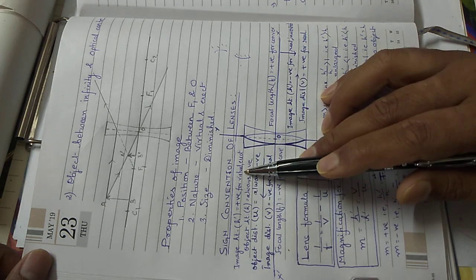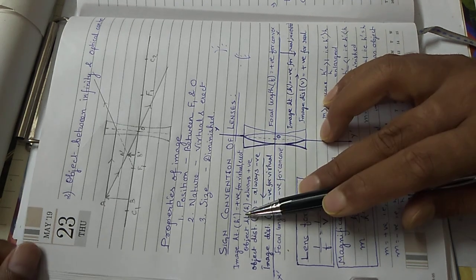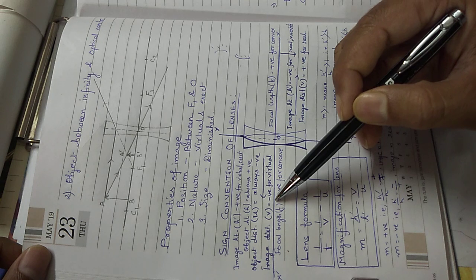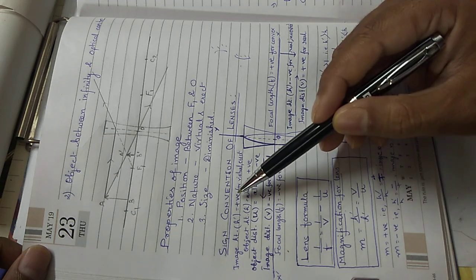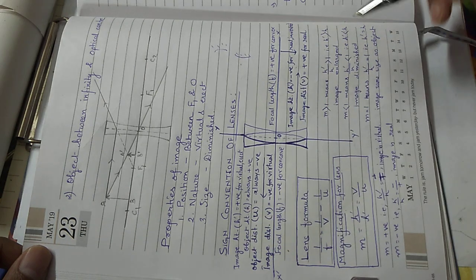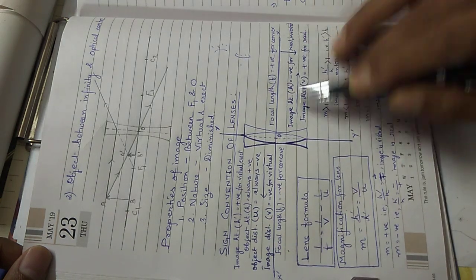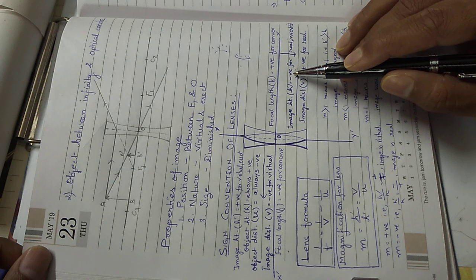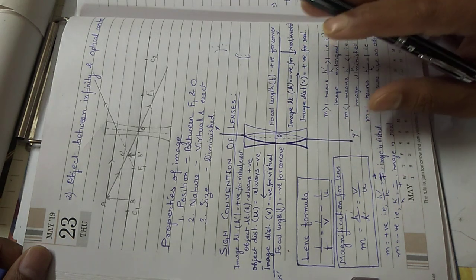Image height is also the same, just like a mirror. Virtual images are always found erect. Erect means above the x-axis, so image height h dash will be positive for a virtual image. And for a real inverted image, image height h dash will be negative. So more or less all these things are the same as for a mirror.